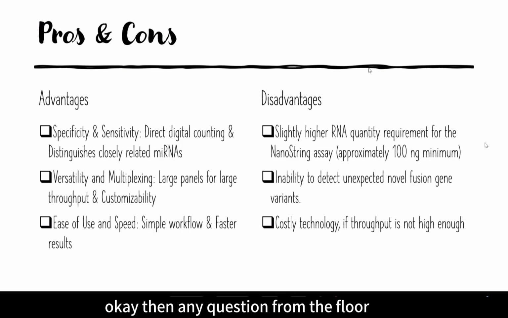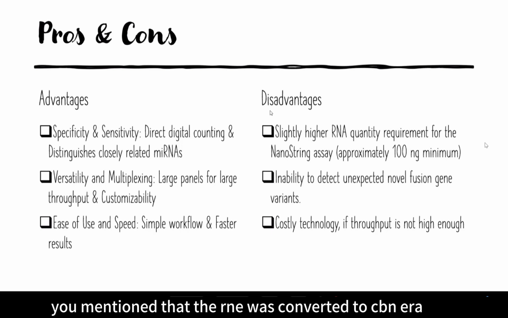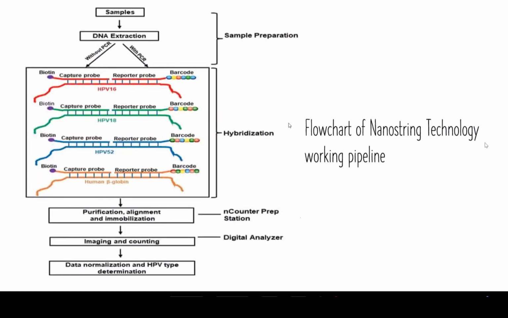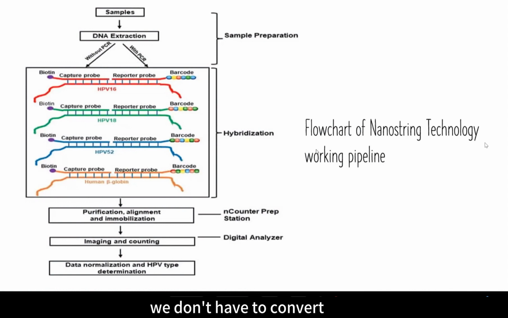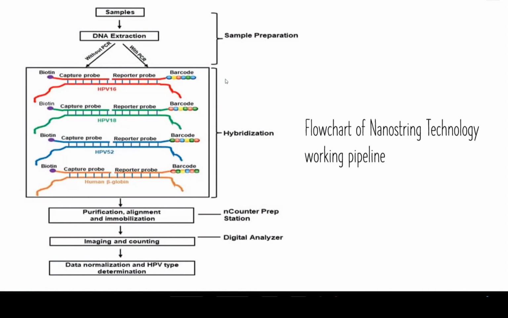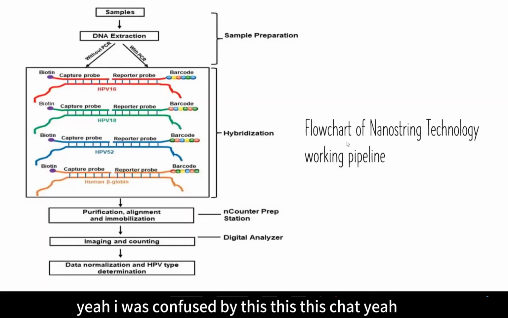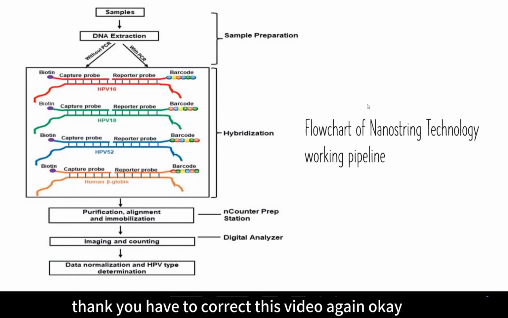Okay, then any question from the floor? Leo, I want to clarify something. Just now during your method, you mentioned that the RNA was converted to cDNA, right? Yeah. But I thought with NanoString technology, we don't have to convert, we can directly use the transcript. Am I wrong? Oh yeah, sorry, I'm confused by this chart. Yeah, true, you're correct. Okay, thank you. You have to correct this figure again. Okay.